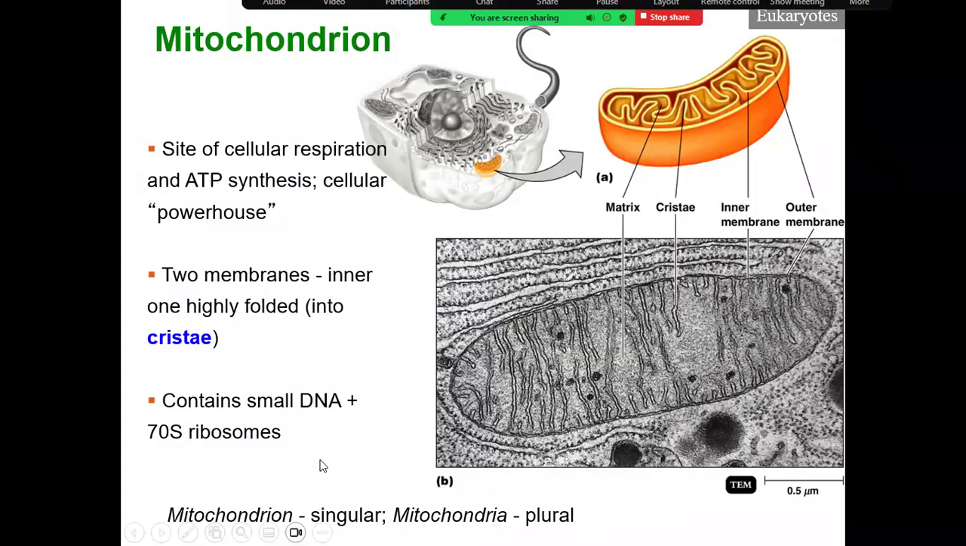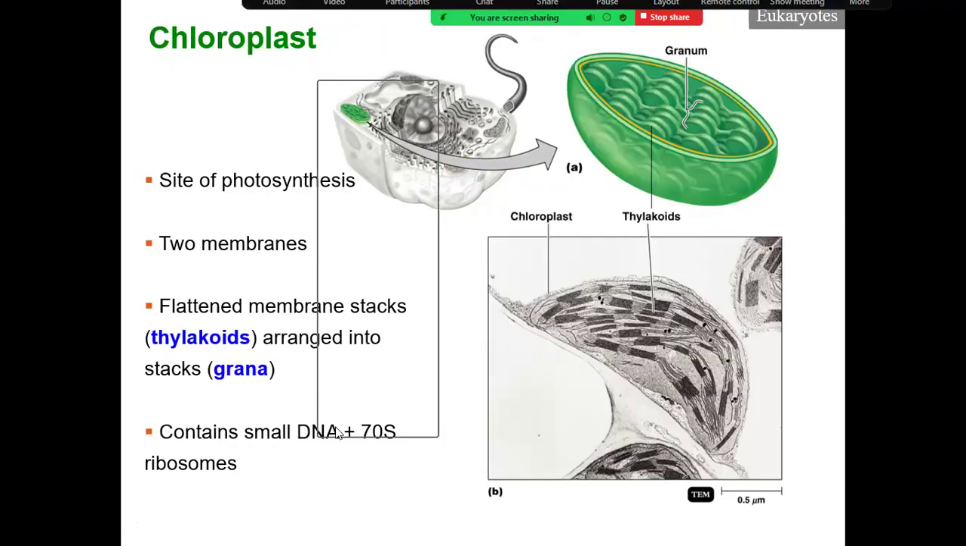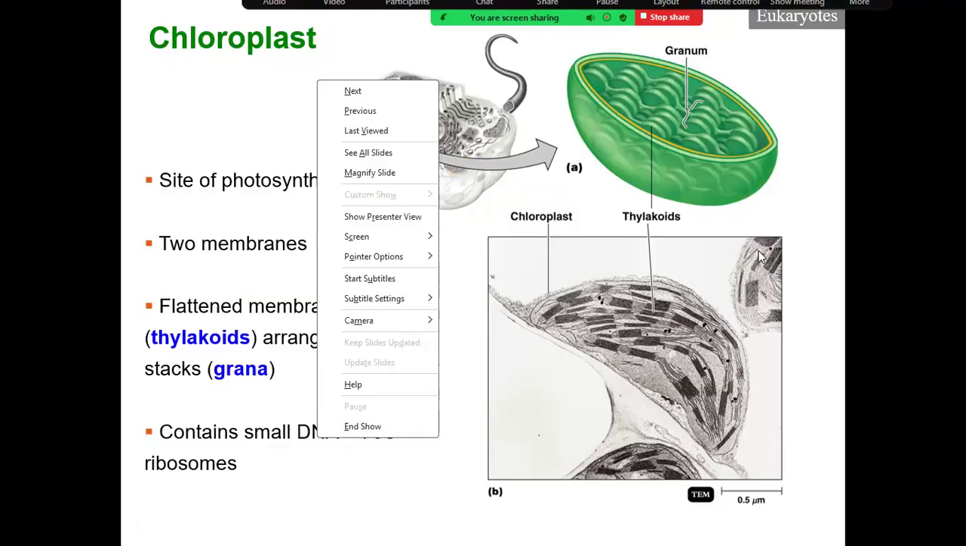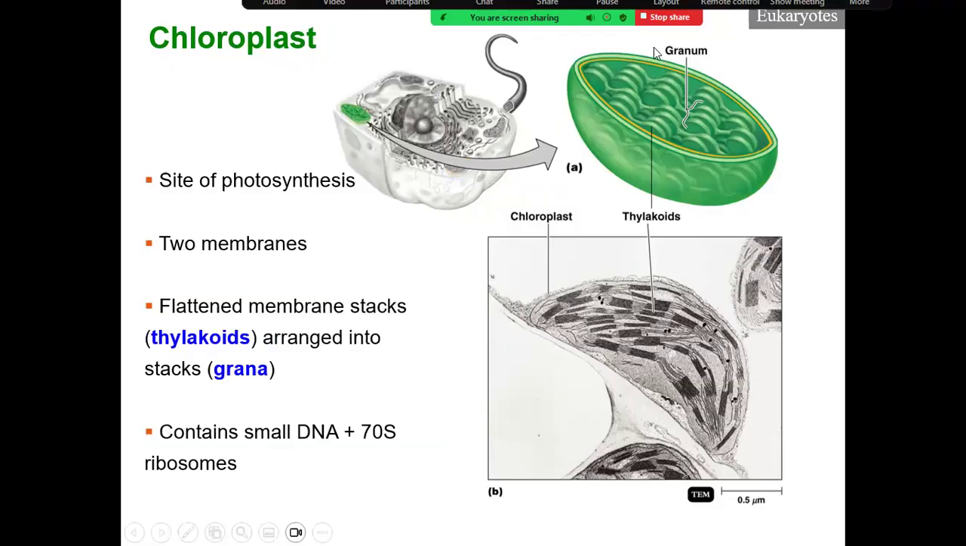I should mention the ribosomes of the chloroplast and the mitochondria are smaller than the ribosomes of the rest of the eukaryote cell. The ribosomes of the mitochondria and the chloroplast are 70S in size. The ribosomes of the rest of the eukaryote cell are 80S in size. Any question about any of that? They're showing you the outer matrix of the chloroplast, and there's a portion of the inner matrix of the chloroplast.